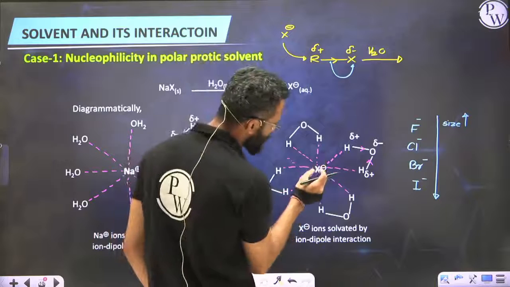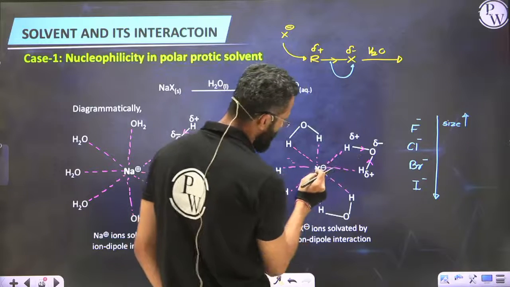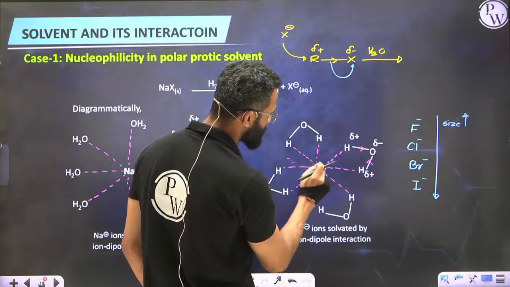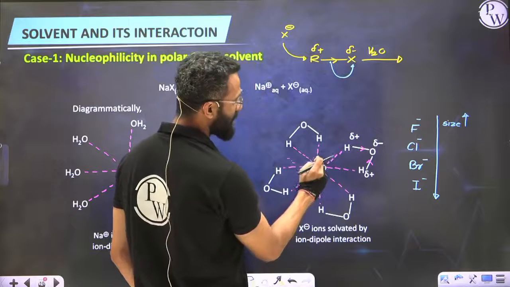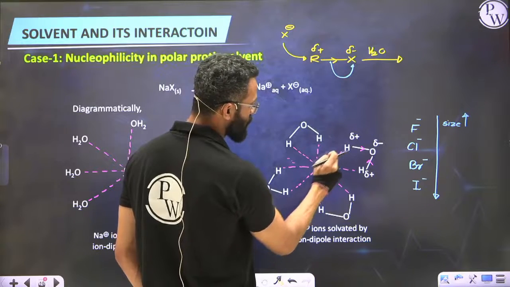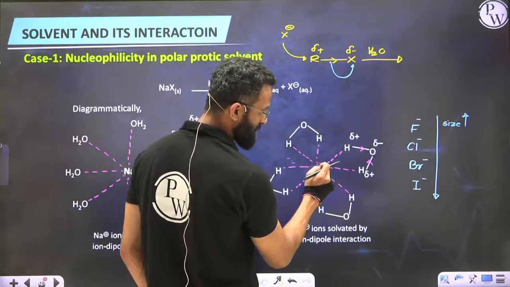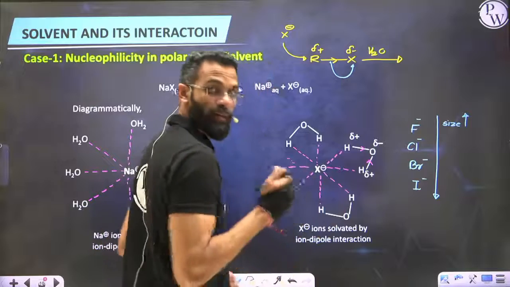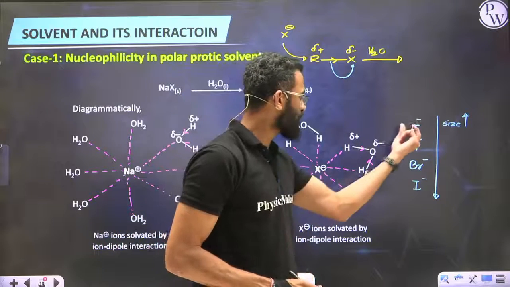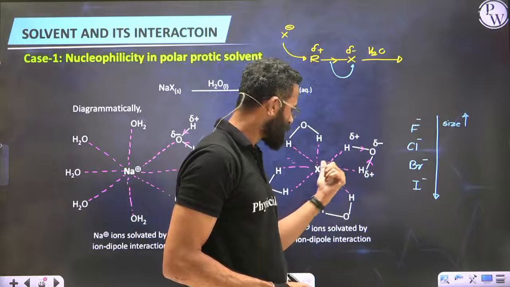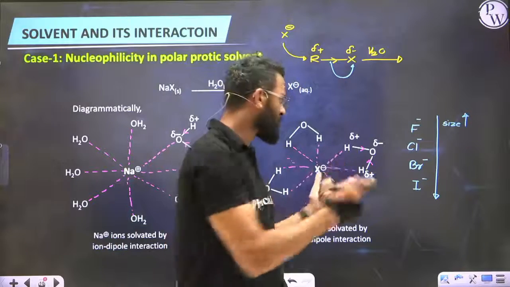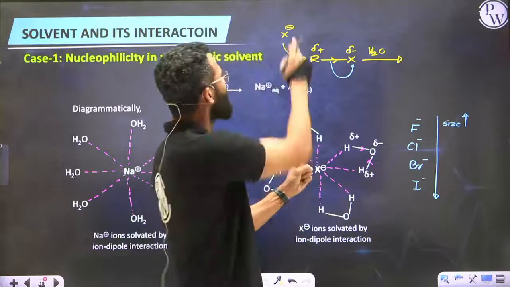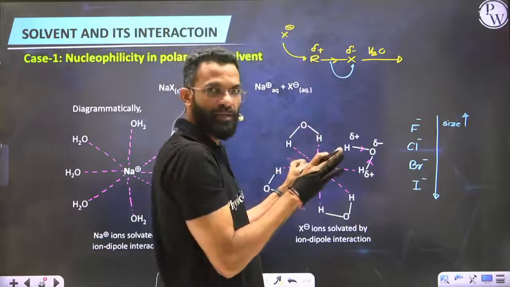Now, if I consider the value of X minus as F minus, because it is smaller in size, the density of electron on that small size atom will be very high. Higher the electron density, stronger will be the force of attraction between hydrogen and that anion. In case of F minus, we call it a hydrogen bond, which is the extreme case of ion dipole interaction. Meaning, if the size of the anion is smaller, the hydrogen bond or ion dipole interaction will be stronger because more hydration energy will be released. So such F minus will be strongly captured by the solvent. Hence, its nucleophilicity will be least.